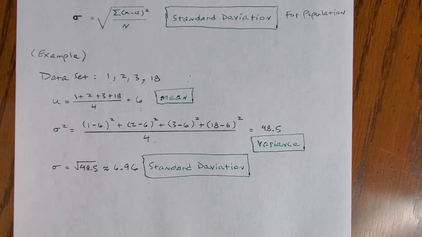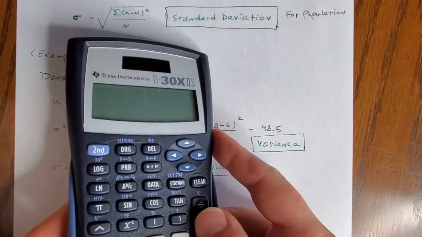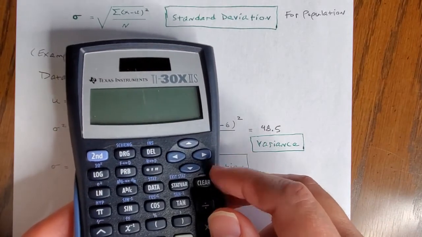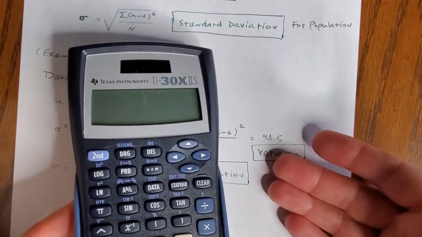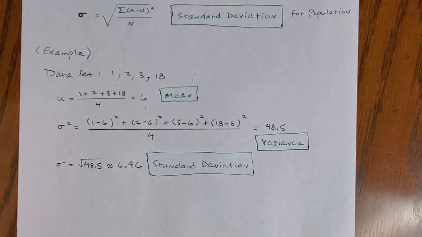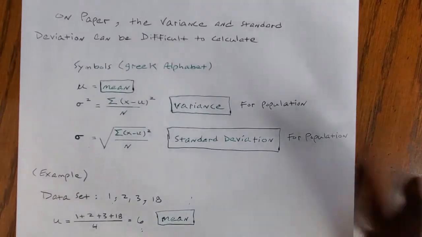I don't own a graphing calculator. Personally, this is the only calculator I have. But if you have a graphing calculator, it can do these calculations for you. You just have to enter in the data. You could also use StatCrunch, and since you have MyMathLab, StatCrunch is built in, and you can just do it that way.